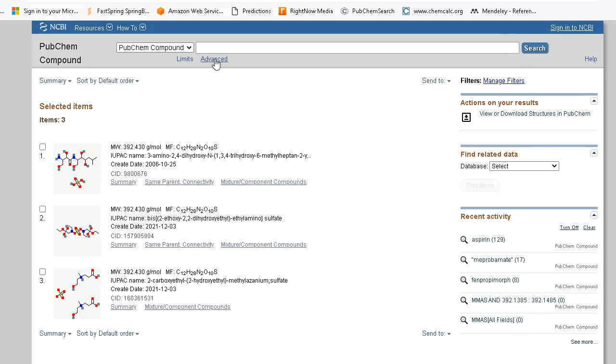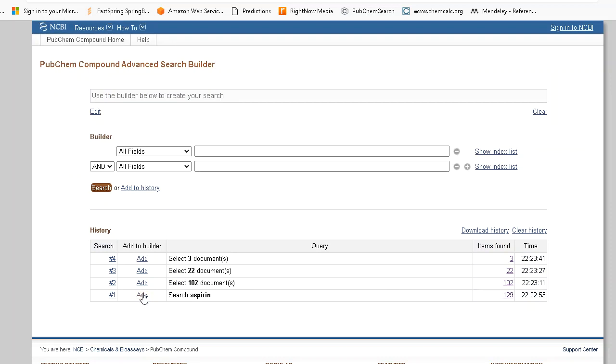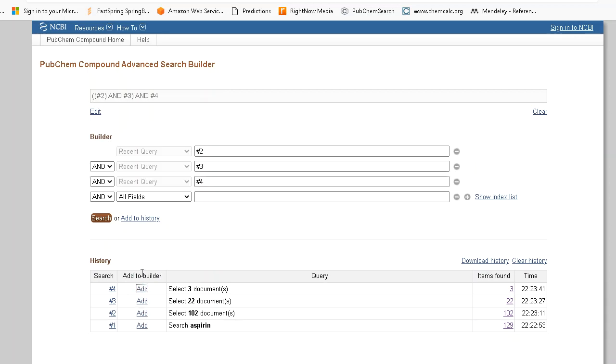If we go to advanced, not going to worry about the aspirin, but I'm going to combine these 3 together. So I add them into the builder part up here, 2, 3, and 4. And I want to say or because I don't know which, the compound is probably in one of those 3 sets, but I don't know which set. So I'm going to say or, and we'll combine these. 125, it looks like.